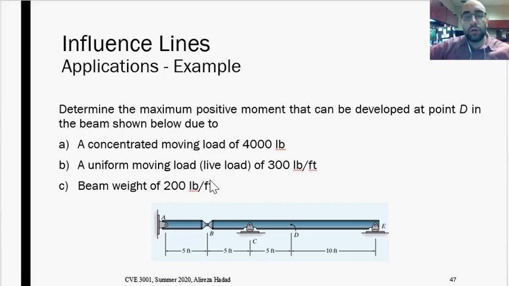By now, we know how to use Muller Breslau's method for drawing influence lines. And now in this example, you're going to see how to use these principles and these diagrams for understanding the maximum demand that can be created in a structure due to live loads or due to some loads that can be changed during the life of the structure.